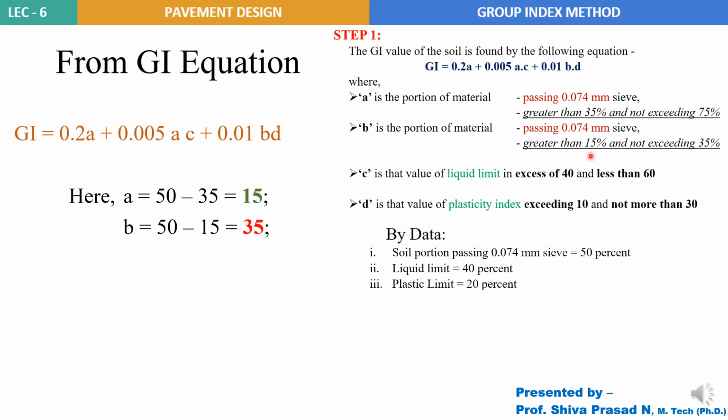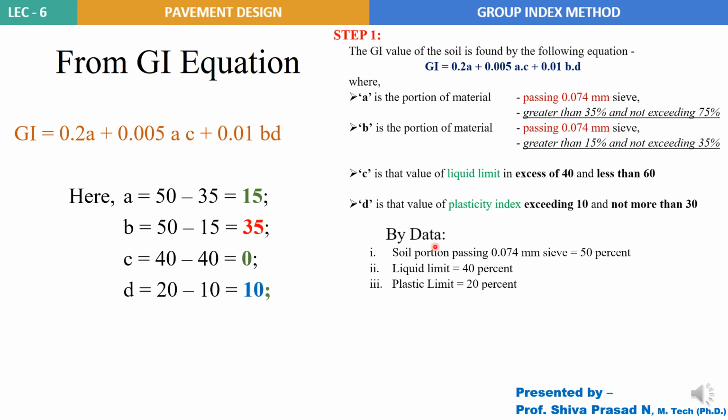Next, C is the value of liquid limit in excess of 40 and less than 60. So the given liquid limit value is 40%, and above that value, how much more is the liquid limit value? That is what C is. The given value is also 40%, and the minimum, the starting range of the value of C, is also 40. So 40 minus 40 works out to be 0. So the C value is 0 for this problem.